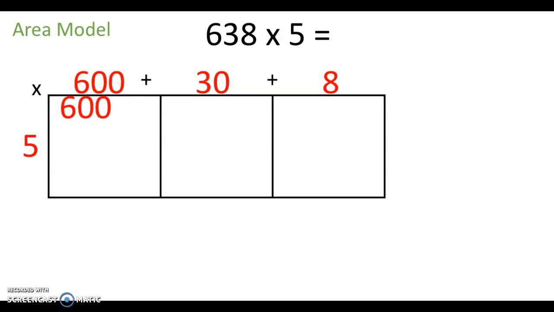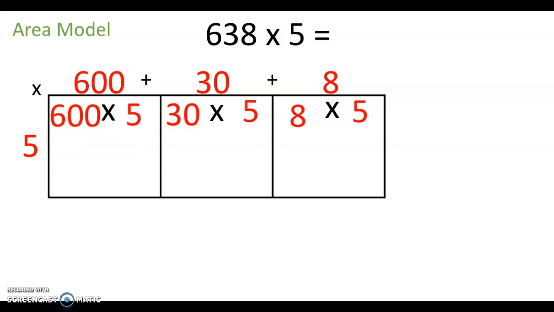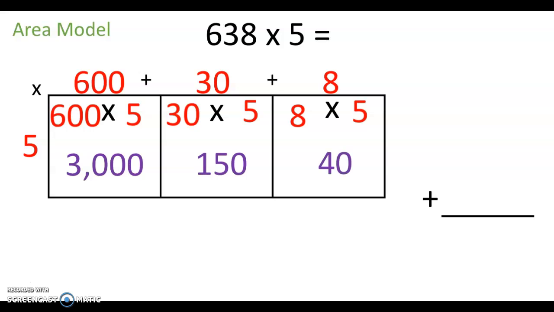Then we will bring our numbers down and over. Then we will multiply. 5 times 6 is 30, plus 2 more zeros gives us 3,000. 5 times 3 is 15, plus 1 more zero gives us 150. 8 times 5 is 40.